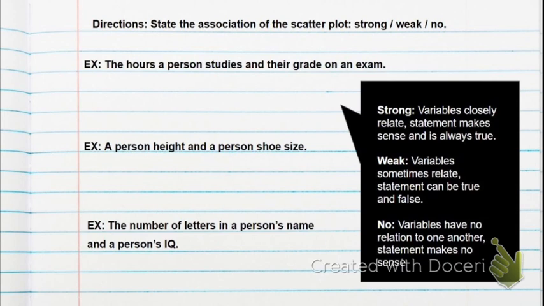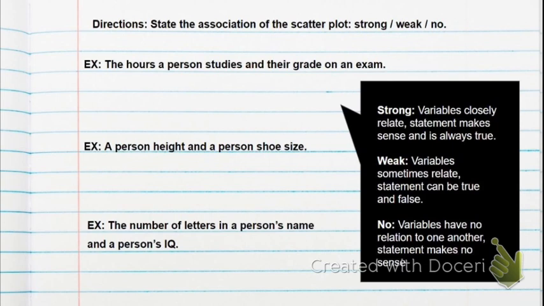Okay? Now, it will be weak if the variables sometimes relate and the statement can be true and it can be false. That means it works sometimes, but sometimes it doesn't. And then it's going to be a no association when the variables have no relationship to one another. Okay, the statements make no sense. Okay, so let's look at our first example.